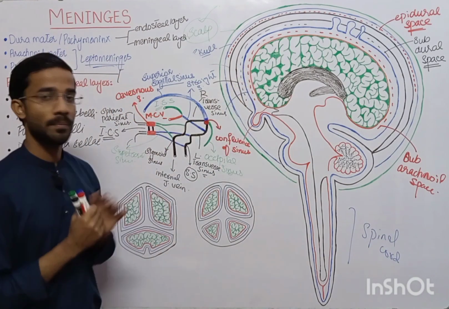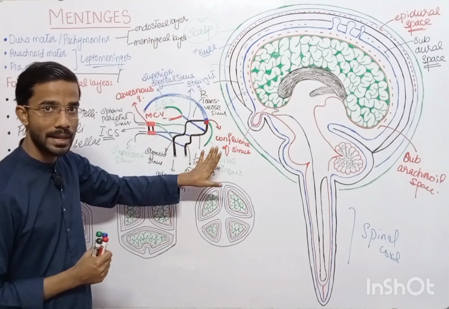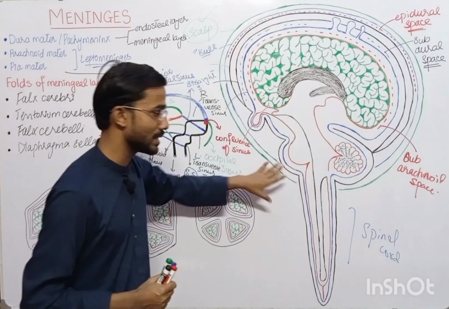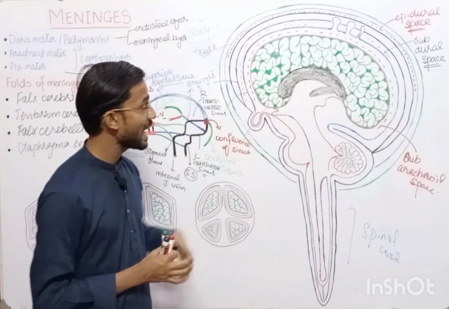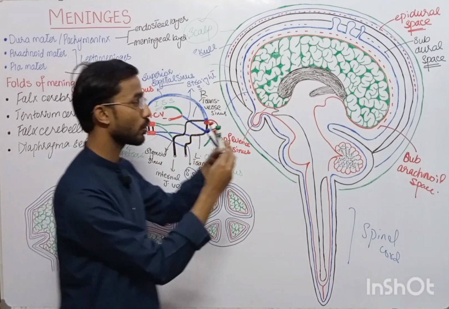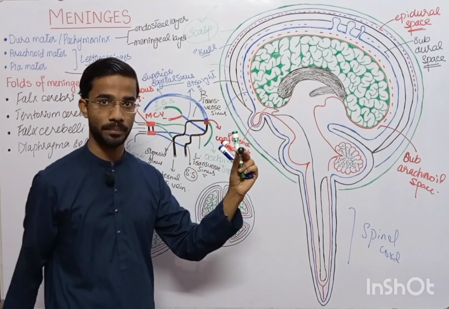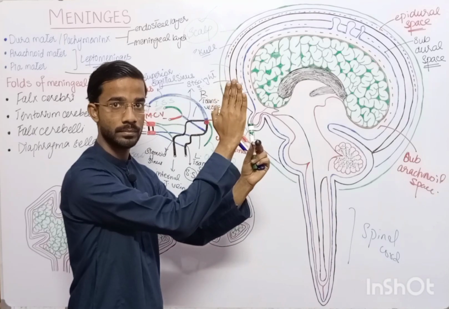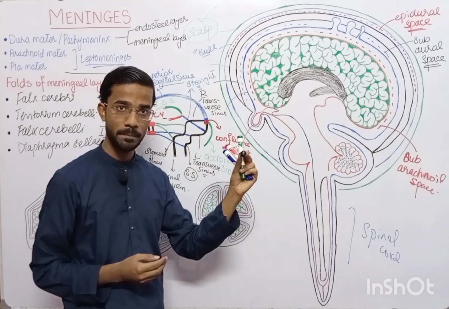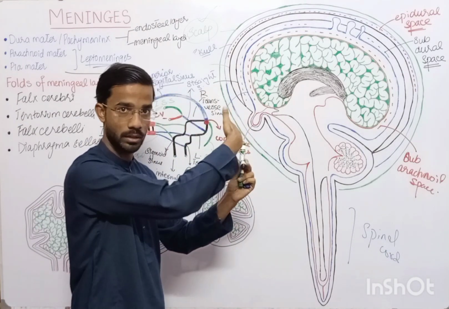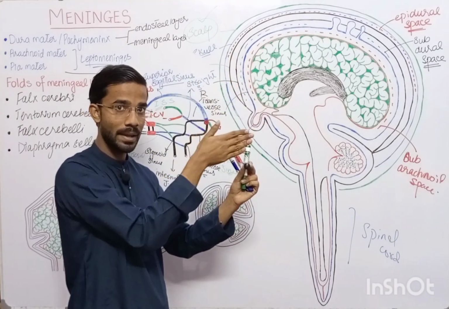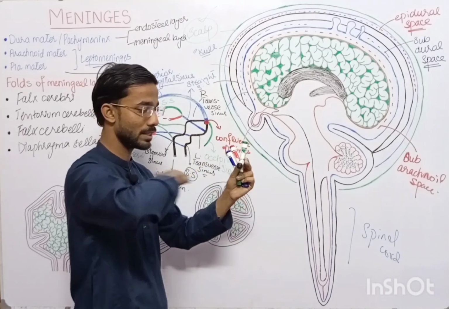So here you can see this is the structure of the brain. This is the anterior part, this is the posterior part. This is the superior and this is the inferior part of the brain. If we cut from the posterior part, in what section? Coronal section. Here you can see this is the brain, and this is the sagittal plane, this is the coronal plane, and this is the horizontal plane.